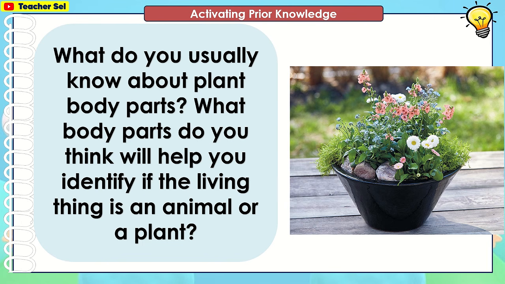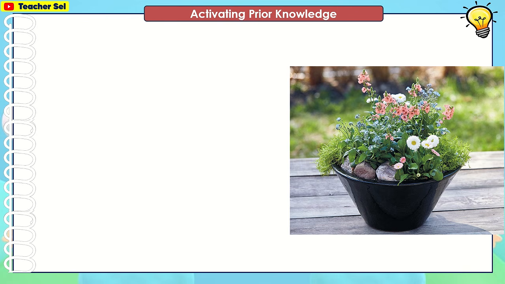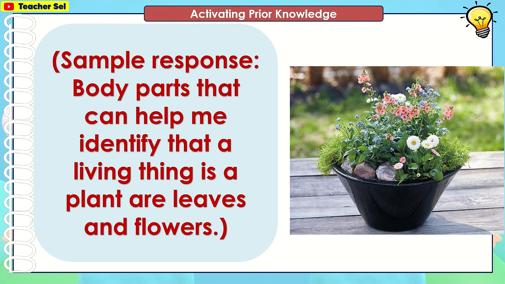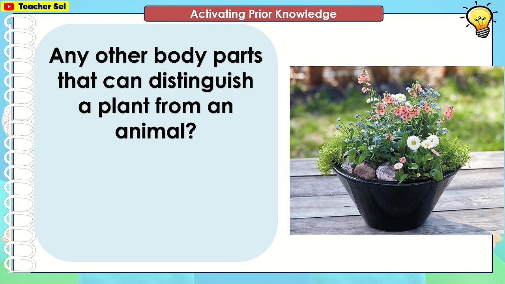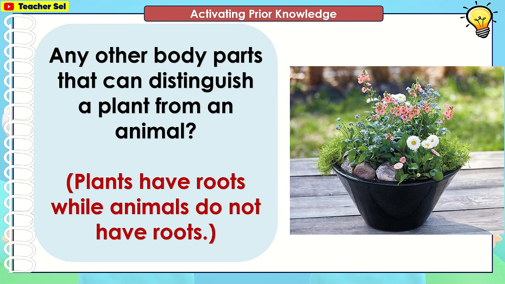How do you usually know about plant body parts? What body parts do you think will help you identify if the living thing is an animal or a plant? Body parts that can help me identify that a living thing is a plant are leaves and flowers. Any other body parts that can distinguish a plant from an animal? Plants have roots, while animals do not have roots.